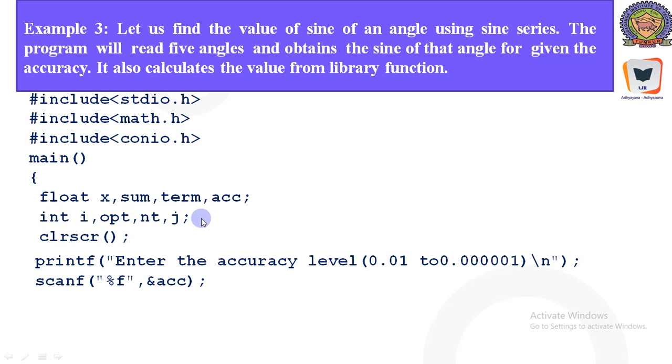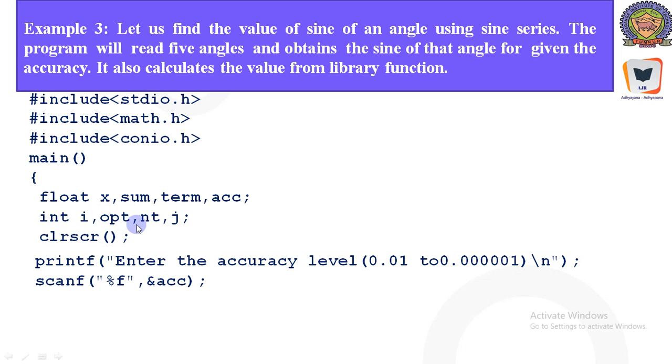Sum will contain the answer. Term, the independent, individual term. Accuracy, the level of accuracy predicated by the user, and these are all the integer values meant for number of terms, and option and j, etc. This program is exactly written in order to make a menu driven program, therefore option surfaces over here. Anyway, the example quoted over here is without that particular menu driven activity, therefore I suggest my respected viewers develop the program in such a way that it is menu driven, where you can make use of this option.